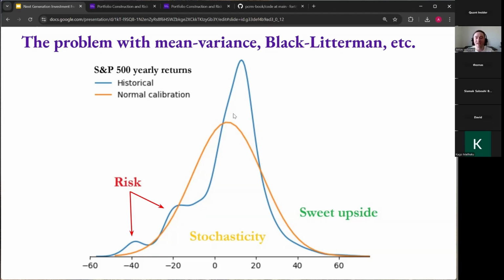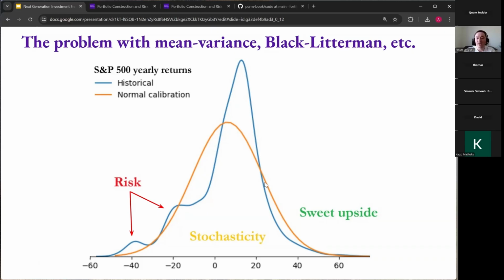So basically here, you can see the yearly return on the S&P 500 for 20-something years. And then you have the best possible calibration with the normal distribution here with the orange curve. So this is if you exactly know the mean and the variance, then this is the best approximation that you can make. So what we can see immediately is that scenarios where you have lost 40 or 20% have happened much more frequently in practice than these nice bell-shaped curves will predict.